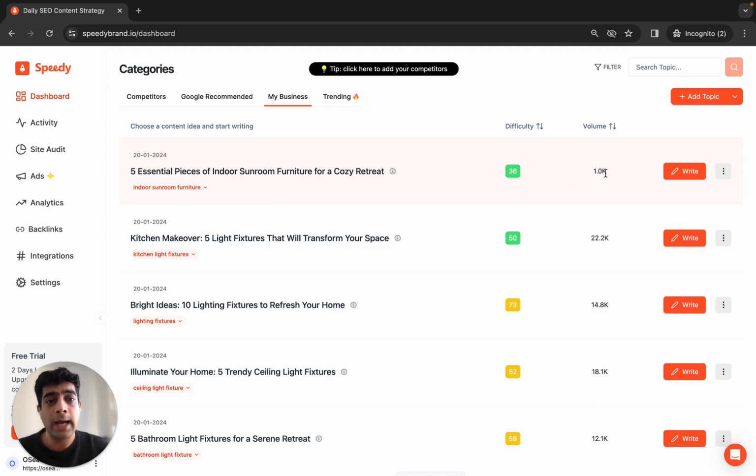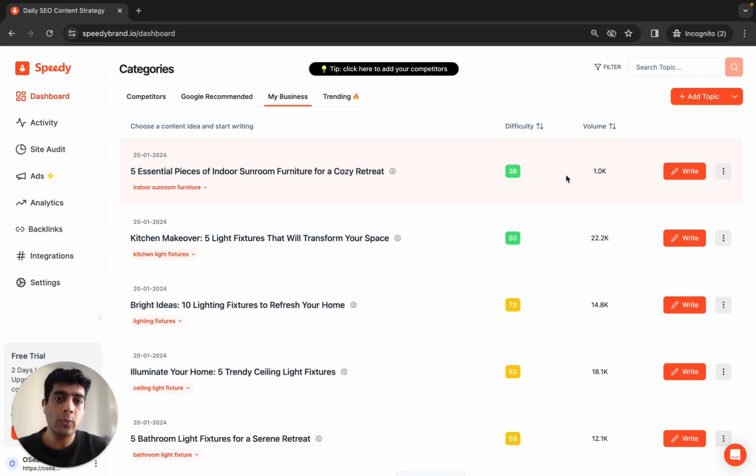And volume here is how many people search for this keyword in the past month. Both of these numbers relate to the US. That is, how difficult is indoor sunroom furniture to rank on in page number one in the US, and volume is how many people in the US search for this particular keyword.